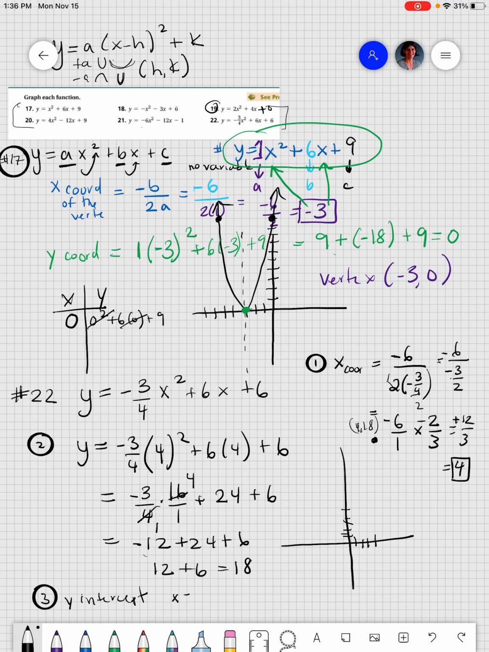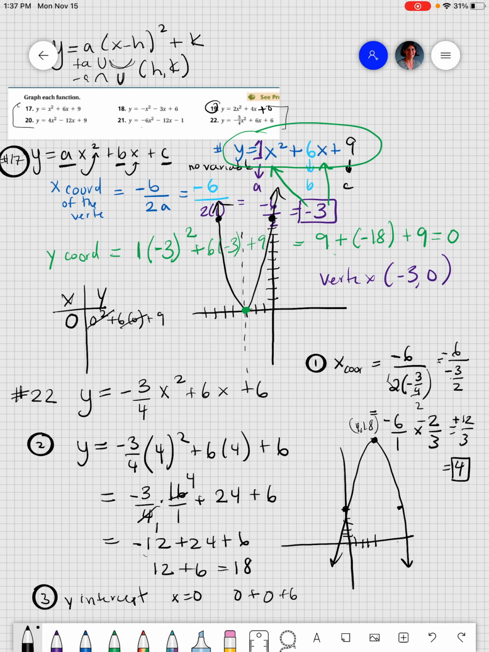My y-intercept is when x equals 0, so 0 times anything is 0. 0 plus 6, so I know it's going to be 1, 2, 3, kind of right here. And since that was 1, 2, 3, 4 this way, 1, 2, 3, 4 this way, I'm going to have a graph that looks about like that.